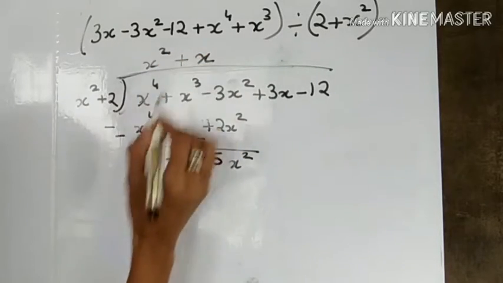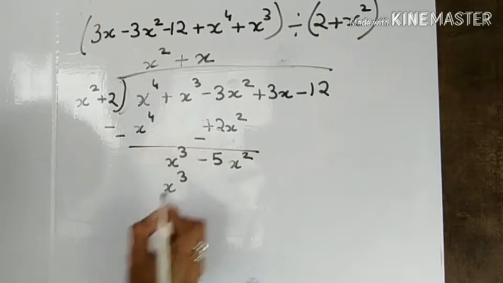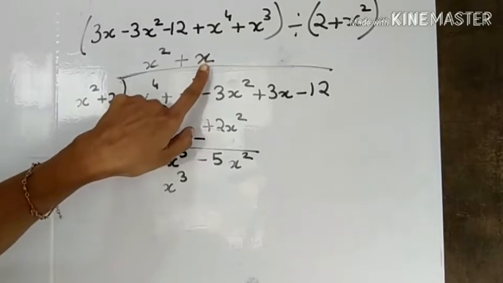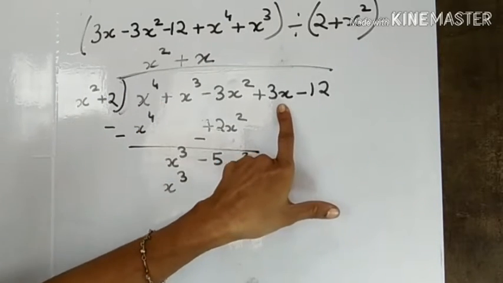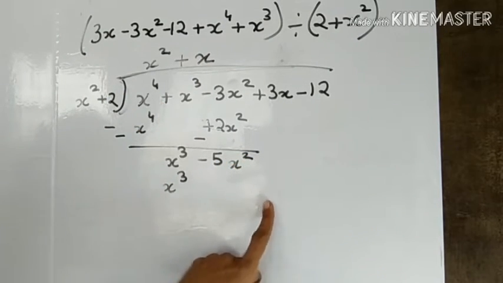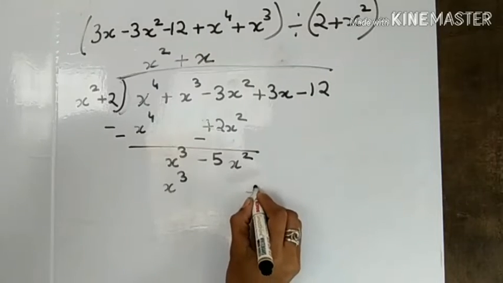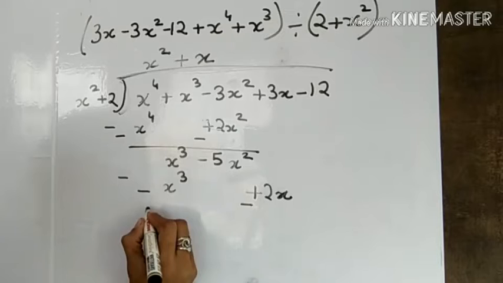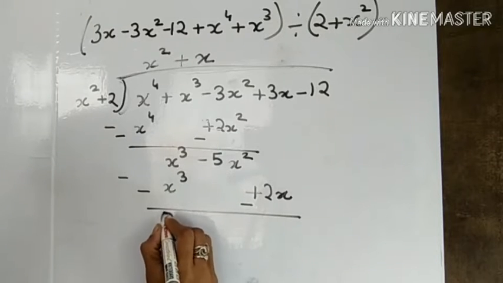So that x squared into x is going to give us x cube. The next term would be plus into plus is plus 2x. Now the term in x is 3x, so you need to write it exactly below that. So you get here plus 2x. Change the signs. You get the remainder 0.